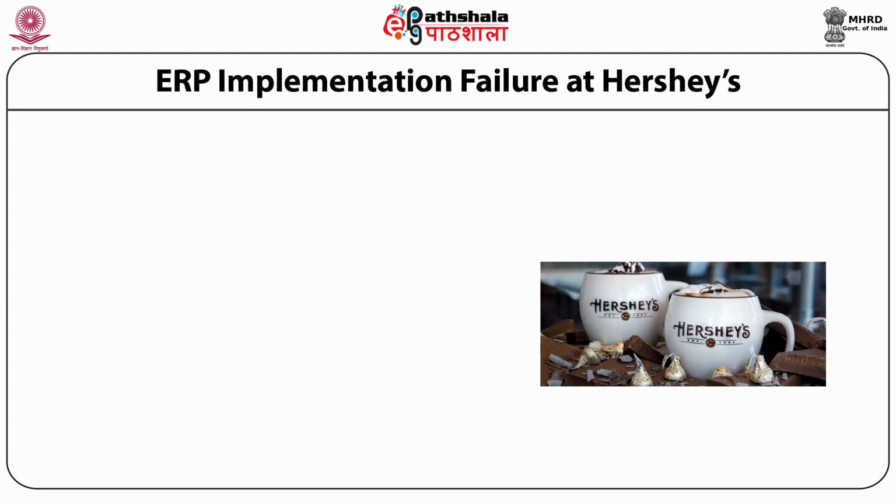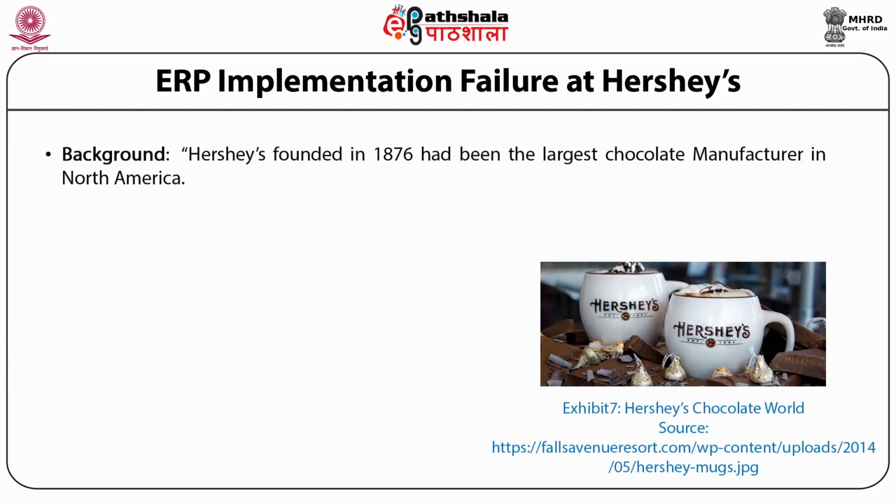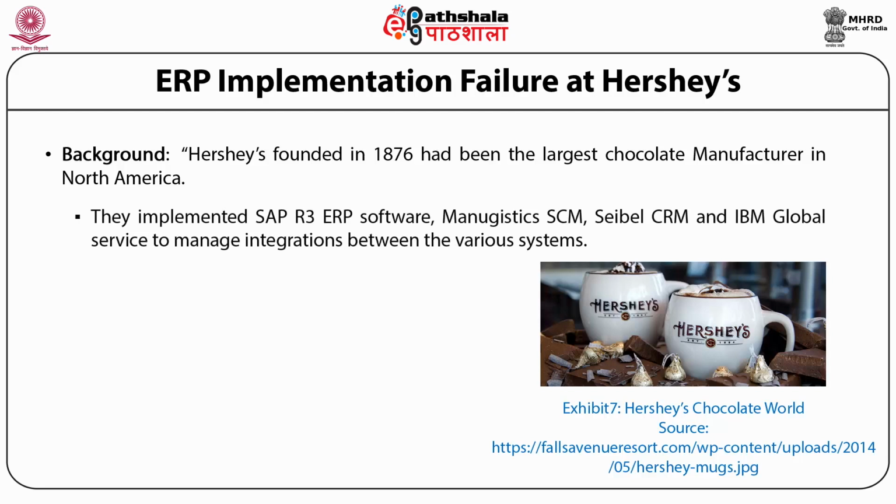We'll now take up an interesting case of the ERP implementation failure at Hershey's. The background of this particular case will give an overview of Hershey's as an organization that was founded way back in 1876 and was the largest chocolate manufacturer in North America. They implemented the SAP R/3 ERP software, the Manugistics supply chain management, Siebel CRM, and IBM Global Services to manage integrations between the various systems.